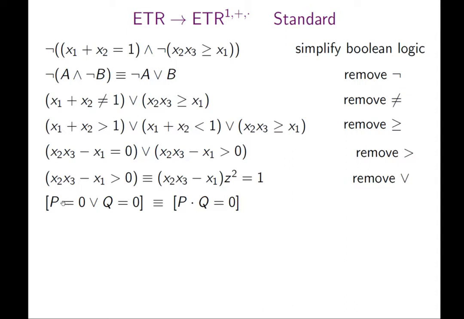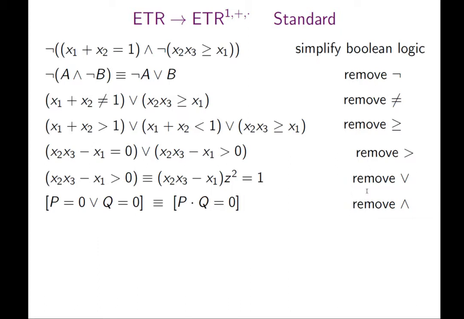So let's do this. Now we have only equations, and we can make these equations equal to 0 and put everything on the left side. So if we have p equals 0 or q equals 0, then that's equivalent to p times q equals 0. That's very elementary, because one of those will be satisfied exactly as this is satisfied.